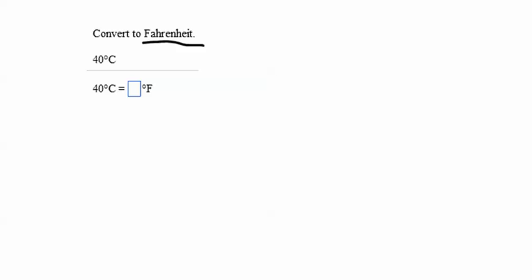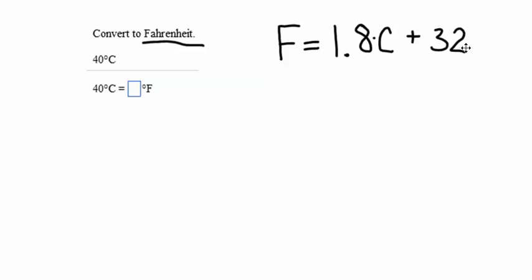In order to convert between degrees Fahrenheit and Celsius, we're going to use this formula. Temperature Fahrenheit is equal to 1.8, which is equivalent to 9/5, times degrees Celsius plus 32 degrees. So that is the formula that we're going to use to convert from degrees Celsius to degrees Fahrenheit, where F stands for degrees Fahrenheit and C stands for degrees Celsius.